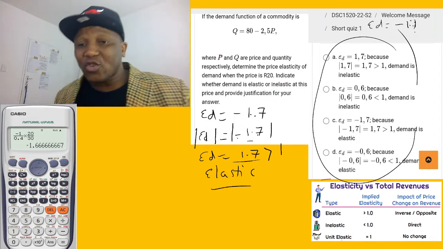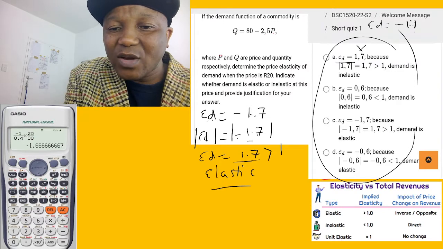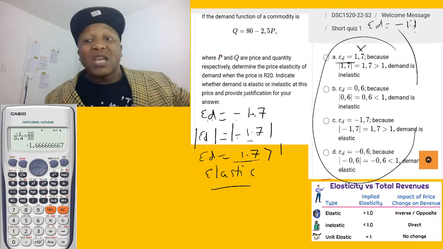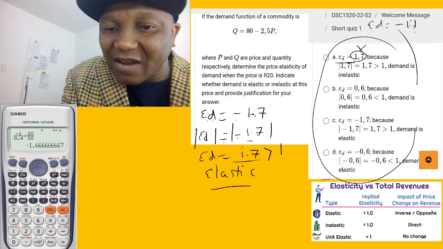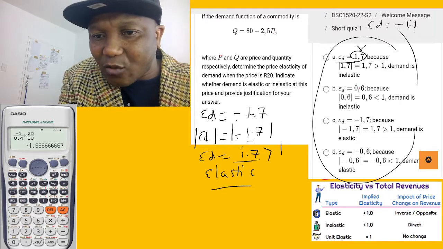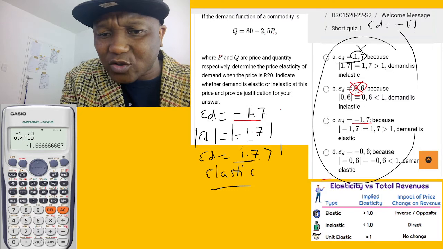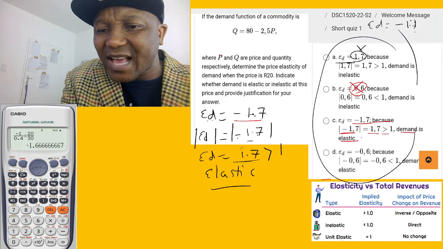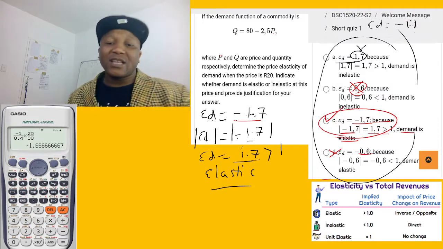So you come to the options here. Let's go for the first option. The first option is not true because they say E equals 1.7, but elasticity of demand equals -1.7, and after you plug in absolute, it becomes 1.7. So it is wrong, and if that one's wrong, everything is wrong. Now the second one is totally wrong because we don't have 0.6. The third one, yes: elasticity is negative, and when you plug in absolute, it gives 1.7, which is greater than 1, so it is elastic. Number 4, no, there's no 0.6. So option 3 is the right answer.